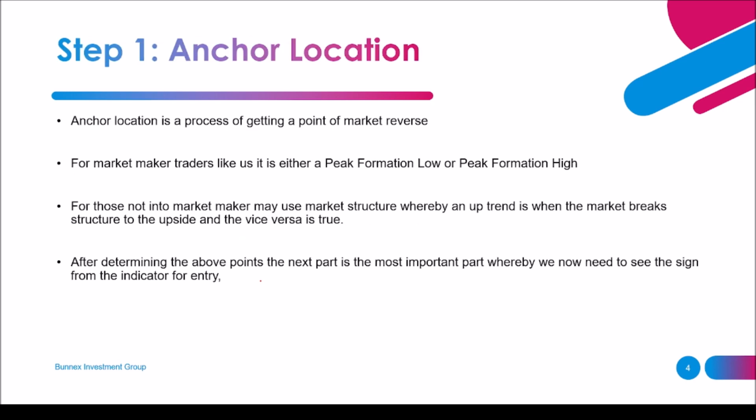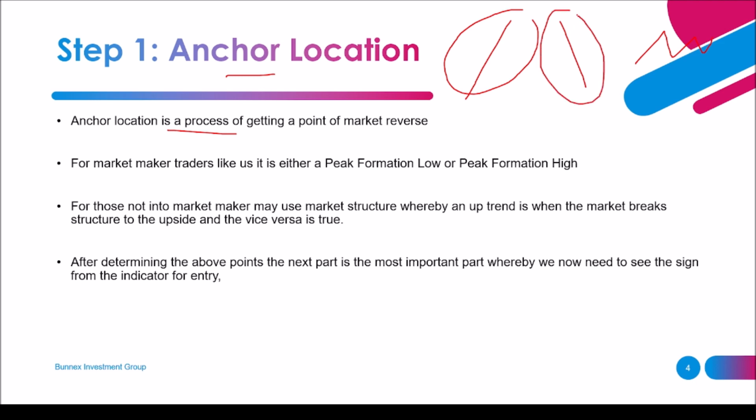The first step in this particular style of trading is anchor location. What is anchor location? It is a process of getting a point of market reversal. The market usually goes up or down or ranges. So we only trade when there was a previous flow of the market to the upside or to the downside. And do not worry, I'll actually show you all the steps on the charts.